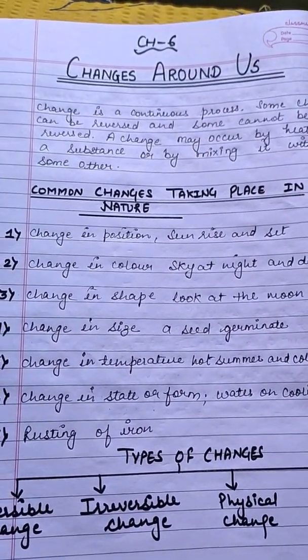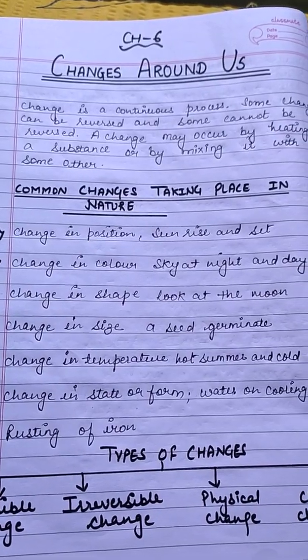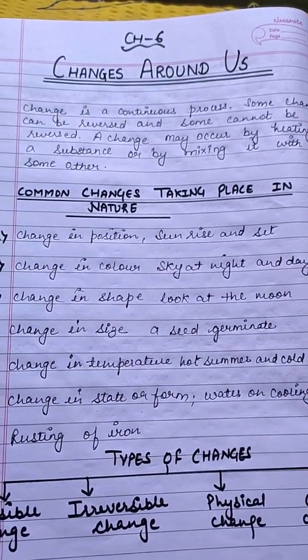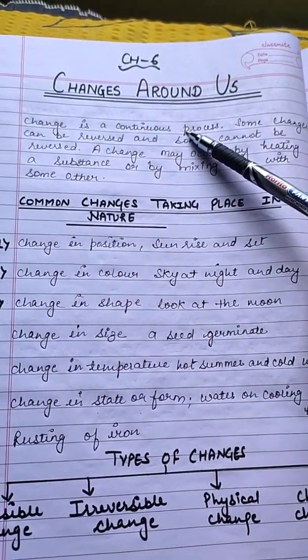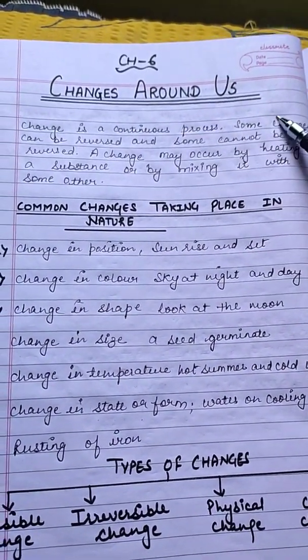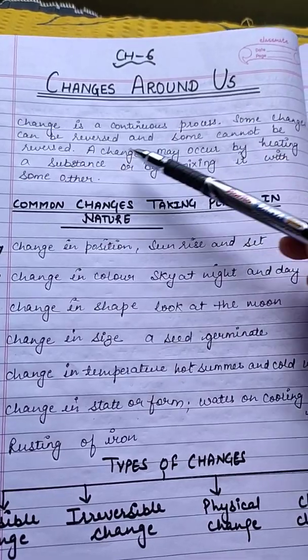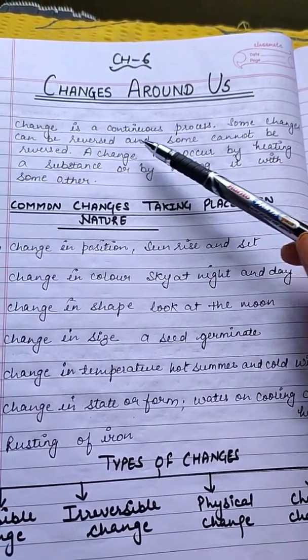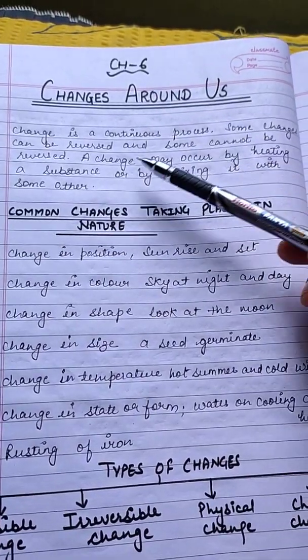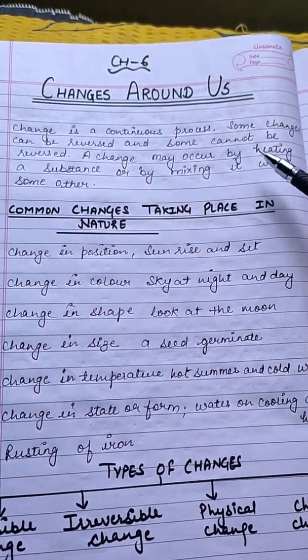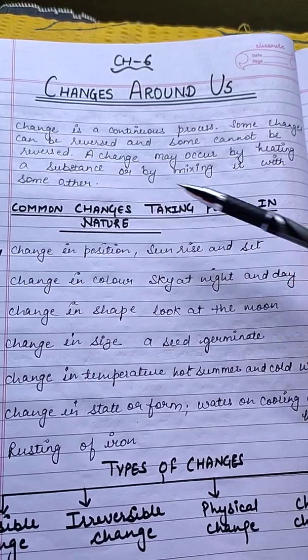Today we are going to start a new chapter, that is chapter number 6, Changes Around Us. Everything around us is undergoing a change. So, what is a change? Change is a continuous process. Some changes can be reversed and some cannot be reversed. Some changes are reversible and some are irreversible. A change may occur by heating a substance or by mixing it with some other.